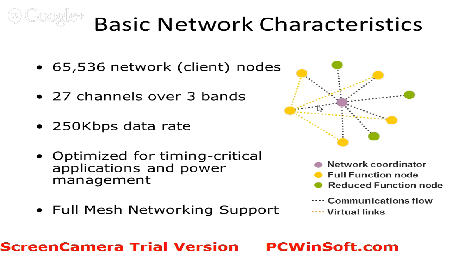As you can see in the figure, a typical ZigBee setup is shown where this is the network coordinator. These are the full function nodes. However, as far as 802.15.4 is concerned, a full function node is a router as well as a coordinator. And the end nodes are reduced function nodes.